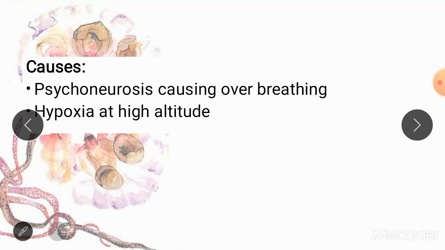So this is just some important, interesting information on how to treat hysterical respiratory alkalosis or psychoneurosis caused by overbreathing. Also, hypoxia at high altitude leads to alkalosis, because at higher altitude there is reduced oxygen in the atmosphere, which prompts your respiratory center to increase the respiratory rate, and when your respiratory rate is increased, you blow off excess carbon dioxide, which results in alkalosis.